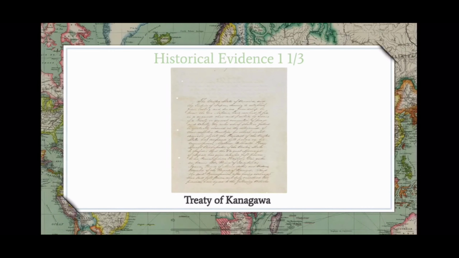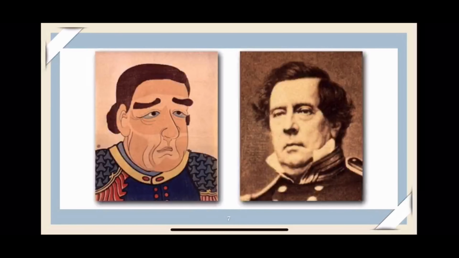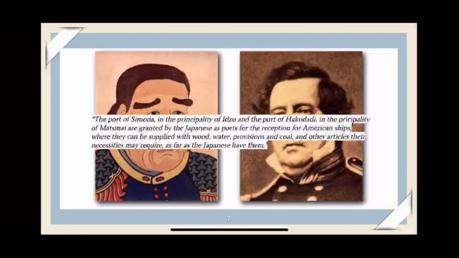Now on to our first piece of historical evidence, which is the Treaty of Kanagawa, which was the first treaty signed by both the United States and Japan when Japan finally agreed to their trading requests. And the third article of this treaty is as follows. The port of Shimoda in the Principality of Izu and the port of Hakodate in the Principality of Matsumae are granted by the Japanese as ports for the reception of American ships, where they can be supplied with wood, water, provisions, and coal, and other articles their necessities may require, as far as the Japanese have them.